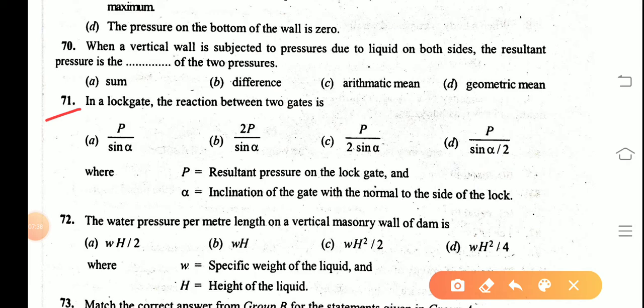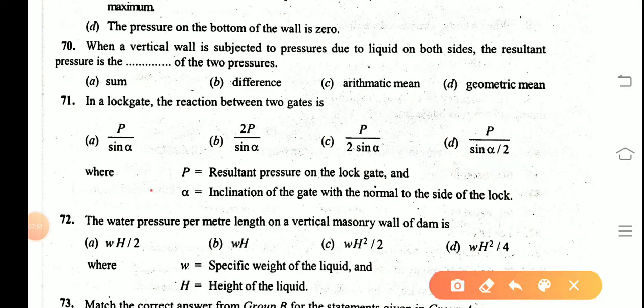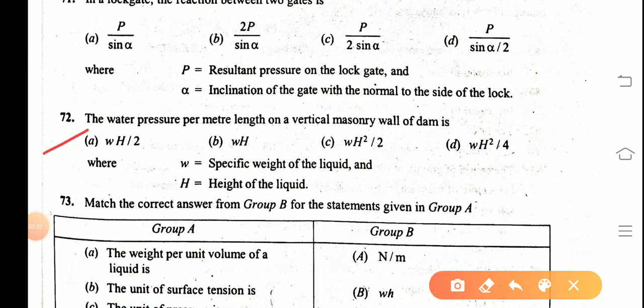Now question number 71. In a lock gate, the reaction between two gates is, that option C, P by 2 sin alpha. Okay. So where P is equals to resultant pressure on the lock gate and alpha is the inclination of the gate with the normal of the side of the lock. Now next, the water pressure per meter length on a vertical machinery wall of a dam is. So option C will be the correct answer. WH square by 2, where W is the specific weight and H is the height of the liquid.